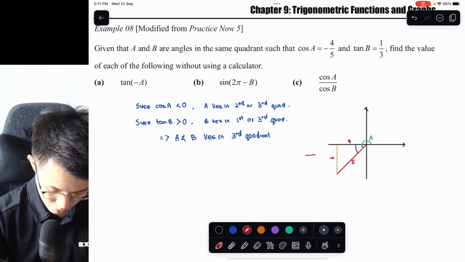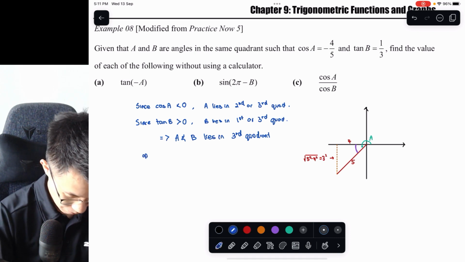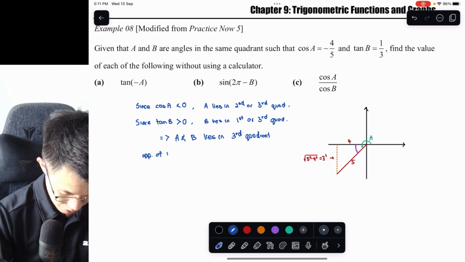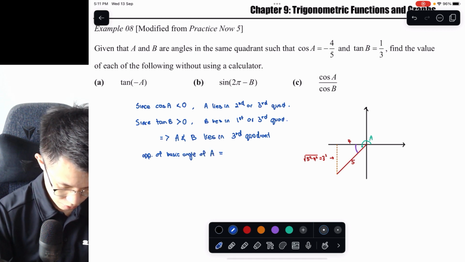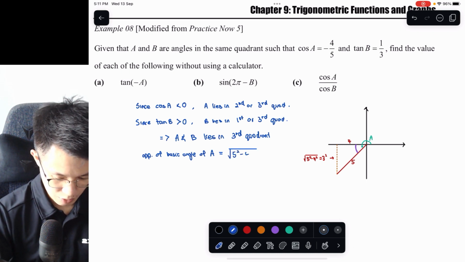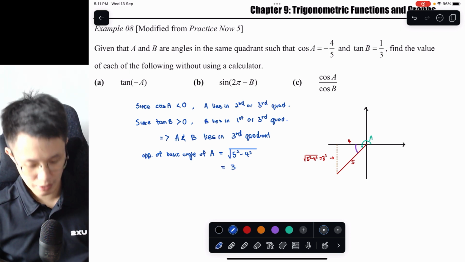It is simply the square root of 5 squared minus 4 squared, which equals 3 squared. So let's find the opposite of the basic angle of A, which is equal to the square root of 5 squared minus 4 squared, which gives you 3 squared. 3, sorry. So that's how you find that. Okay, we'll come to B later.